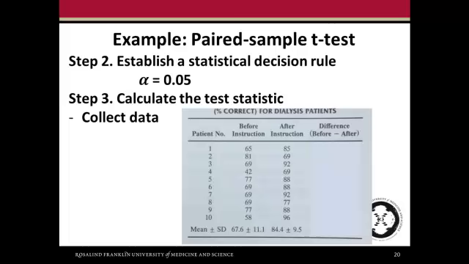And to do that, we need to collect data. So here's a table of data. We have patient numbers from 1 through 10 on the column to the far left. The next column looks at the before instruction values for each of those individuals, and you can see there's a bunch of range here, and then we have the after instruction values.